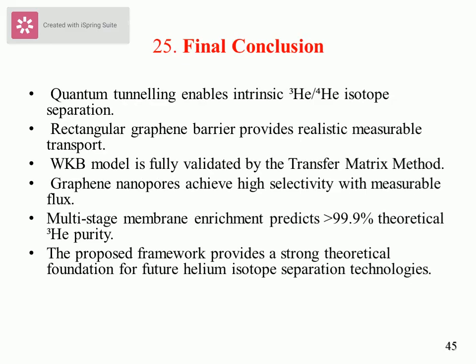To conclude, quantum tunneling enables intrinsic separation of helium-3 and helium-4. A rectangular graphene barrier gives realistic and measurable transport. Our WKB model is fully validated by the TMM method. Graphene nanopores achieve high selectivity with measurable flux. With three membrane stages, we predict over 99.9% theoretical helium-3 purity. Overall, our framework provides a strong theoretical foundation for future helium isotope separation technologies.